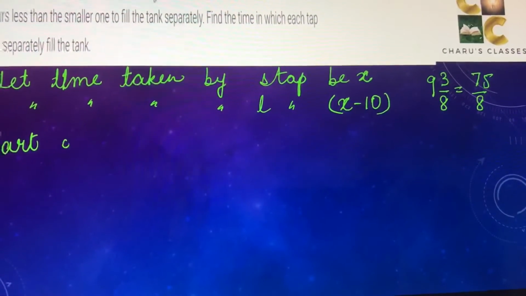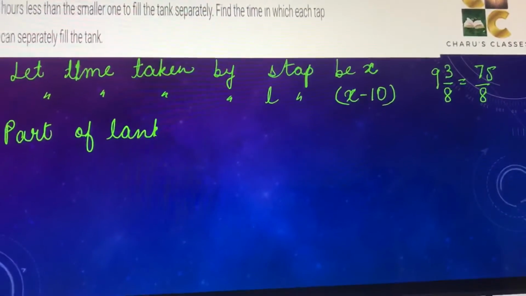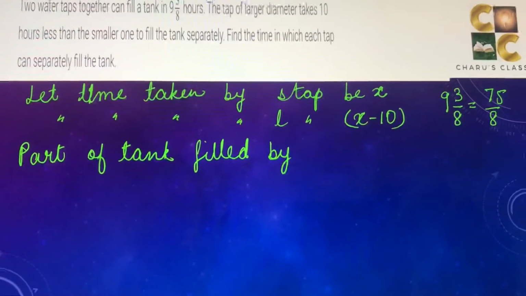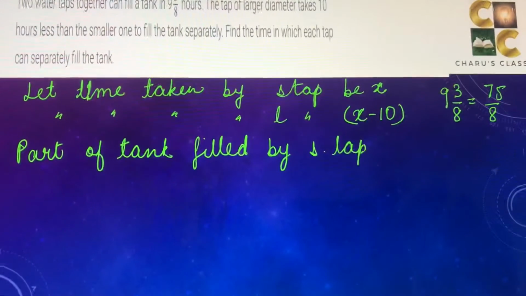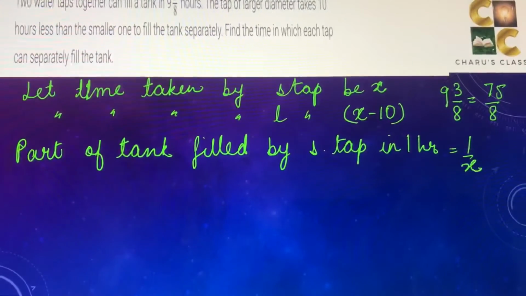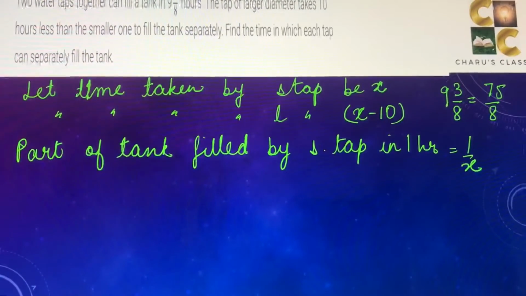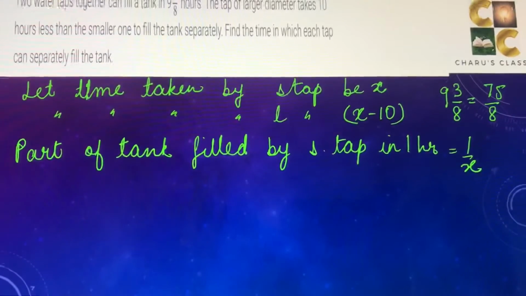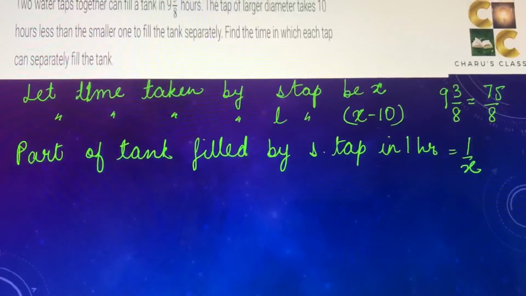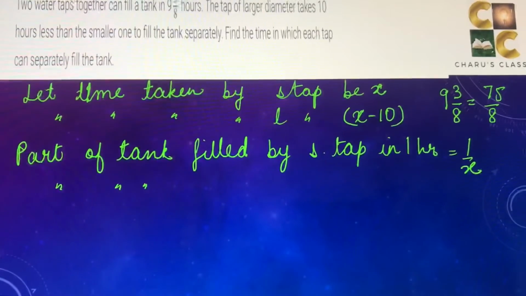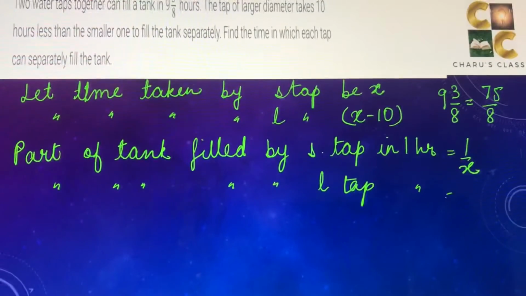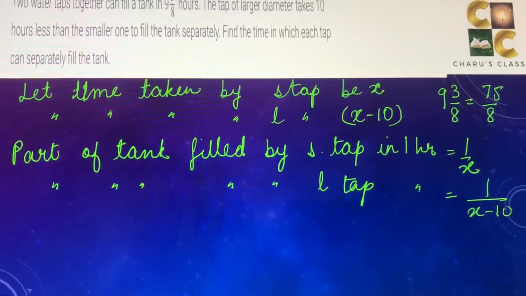Now the part of the tank filled by the smaller tap in 1 hour will be equal to 1 by x. If the total time taken by this tap is x hours, then the part of the tank which will fill in 1 hour will be 1 by x. And the part of the tank filled by the larger tap in 1 hour, that will be 1 by x minus 10.